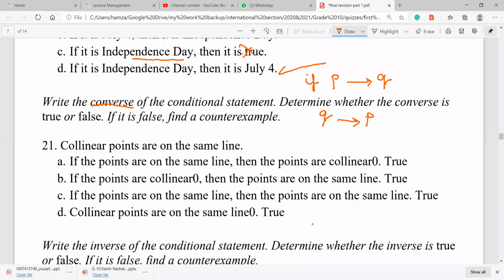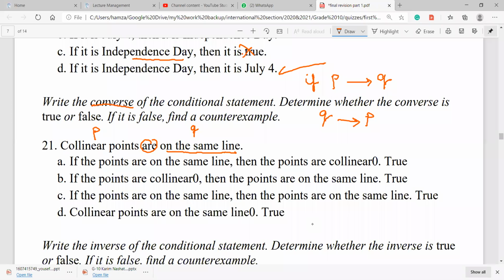The inverse? Write the negative form of P and Q, but do not change their places. So this is the difference between converse and inverse. Converse, change the places of the two statements. Now let's read, guys. Coplanar points are on the same line, are on the same what? On the same line. So this statement is P, this statement is Q. If you want to write the converse, you must start with the statement about the same line, on the same line.